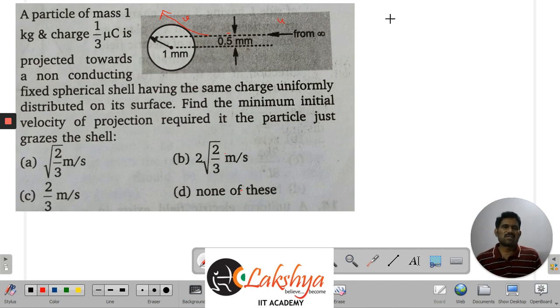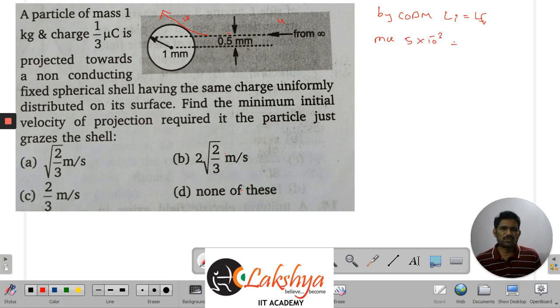So just first apply the conservation of angular momentum. By conservation of angular momentum, initial angular momentum is equal to final angular momentum. Now the initial angular momentum we can write as m into u into the perpendicular distance, so 0.5 mm. I am taking it as 5 into 10 power minus 3.